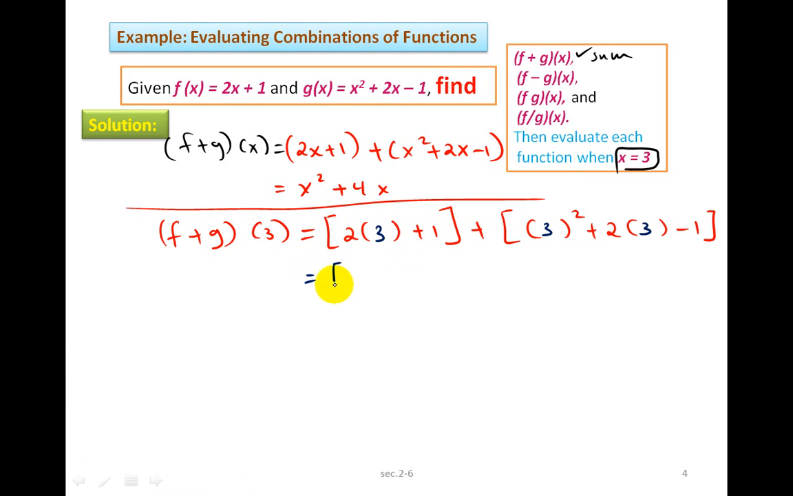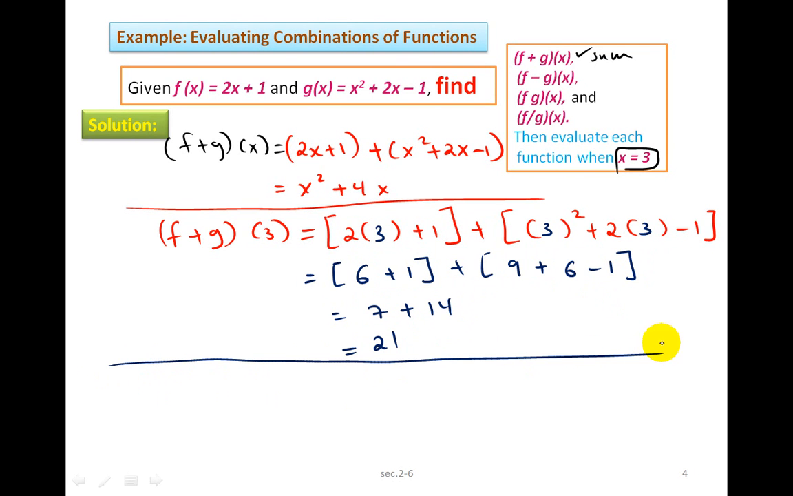Now I'll start to simplify. 2 times 3 will give you 6 plus 1, and here you'll have 3 squared, which will be 9, plus 2 times 3 is 6, minus 1. So now you can just open the brackets and start on adding. 6 plus 1 is here 7, plus 9 plus 6 is 15. 15 minus 1 will be 14. So once you add 7 plus 14, you'll have 21. So this would be the sum.